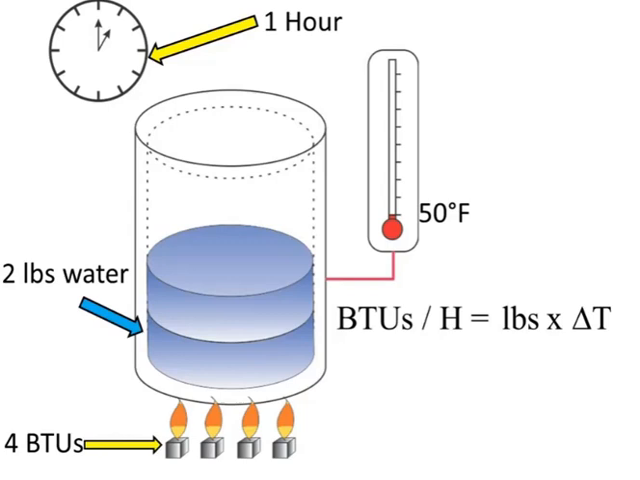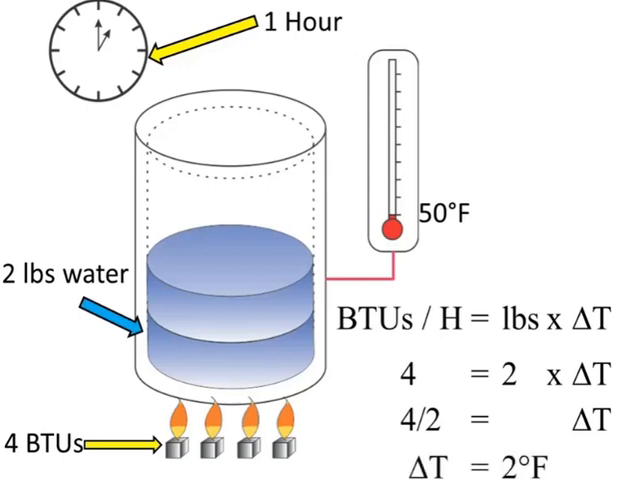As a last example, we have 4 BTUs applied to 2 pounds of water. Initially, water temperature is at 50 degrees Fahrenheit and the duration is 1 hour. How many degrees will the water temperature increase? Substituting the numbers again, 4 BTUs per hour are equal to 2 pounds of water multiplied by delta T. Divide both sides of the formula by 2, and delta T will be 2 degrees Fahrenheit. That is going from 50 to 52 degrees Fahrenheit. I hope this was useful.